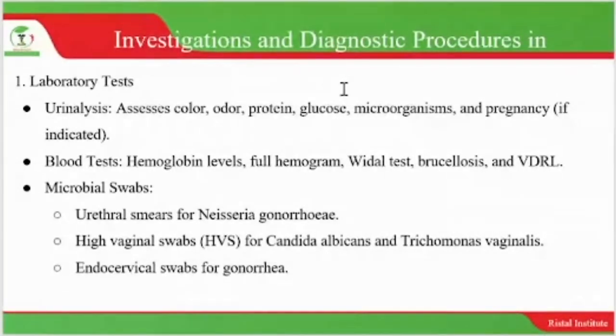Then blood tests. Blood can be tested for hemoglobin levels, full hemogram, Widal test, brucellosis, and VDRL. Also, microbial swabs can be taken. Here, urethral smears can be done for Neisseria gonorrhoeae. High vaginal swabs can also be done for Candida albicans and Trichomonas vaginalis. Then endocervical swabs for gonorrhea can also be done.